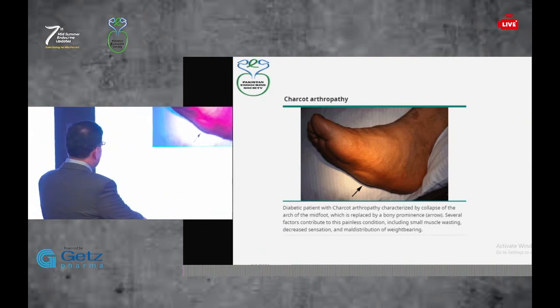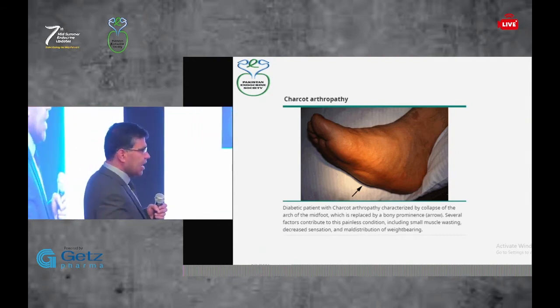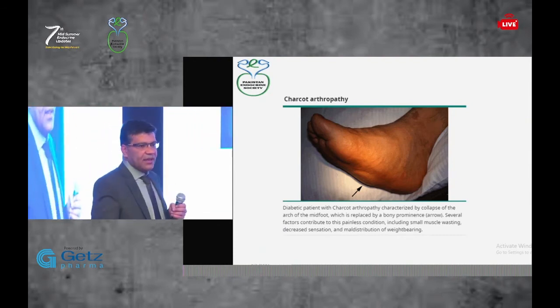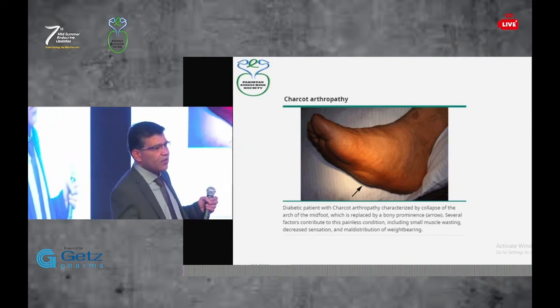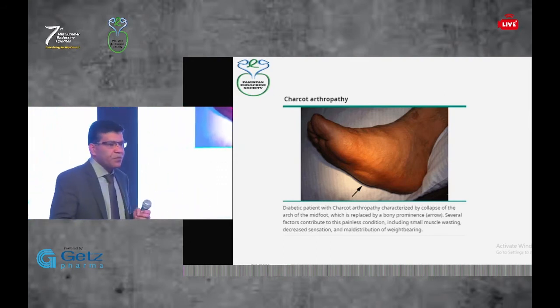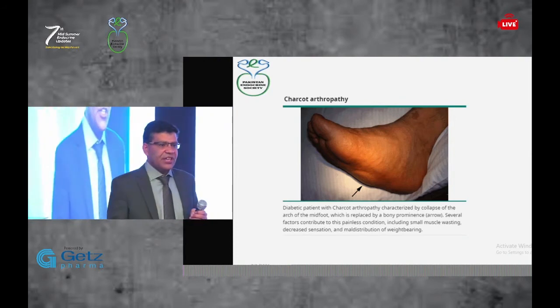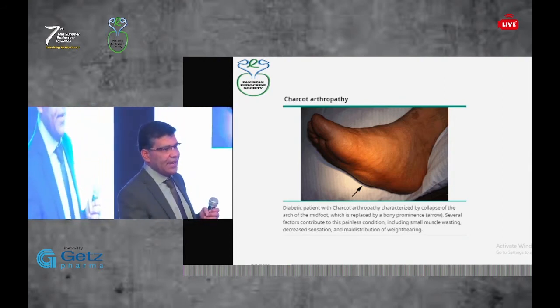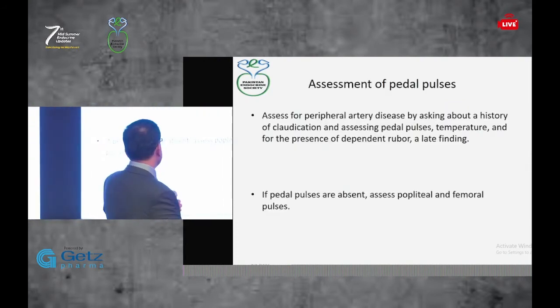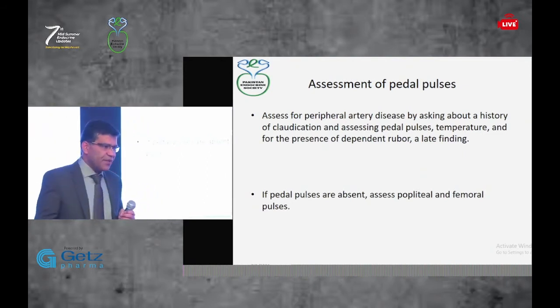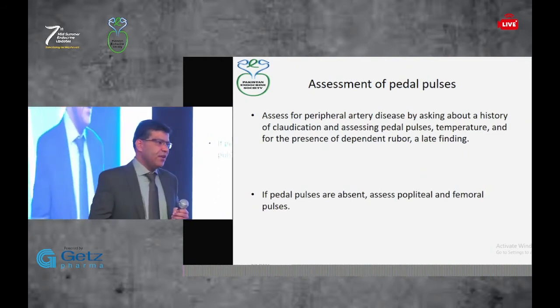Like in this case, you can see the arch of the foot is lost, and there is an ulcer which can put the patient at risk of amputation. Assessment of the pedal pulse is very important.